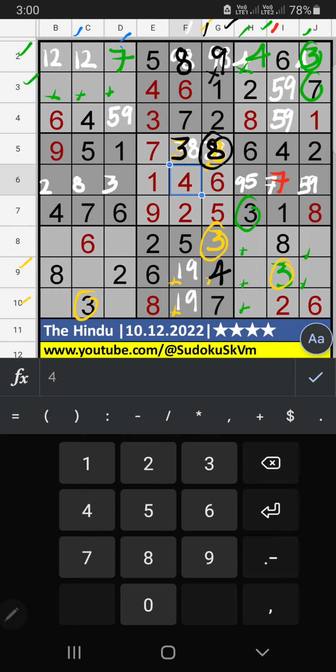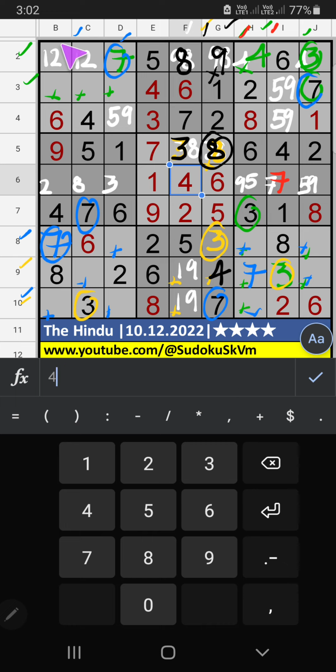Column C, column D, we have 7. 10th row also we have 7. So 7 can't come in these cells. Then 7 is confirmed here. 8th row and 10th row we have 7. Column J also we have 7. So 7 can't come in these cells. Then 7 is confirmed here.